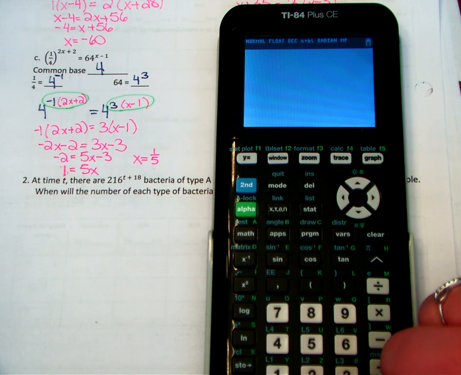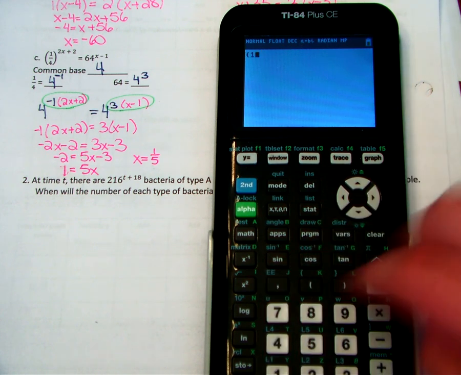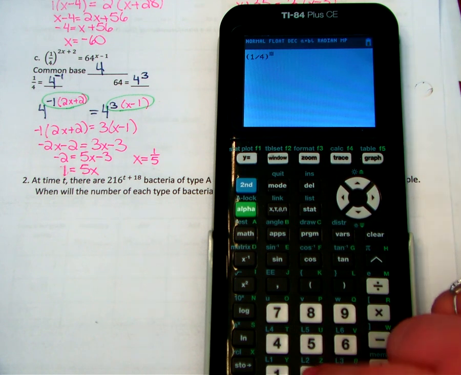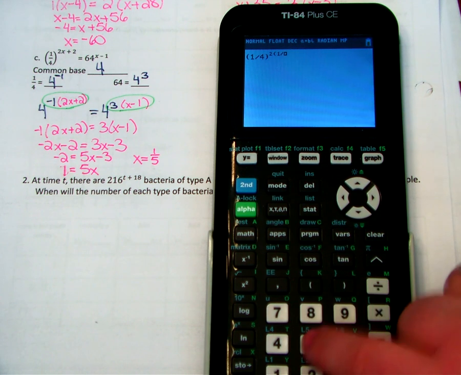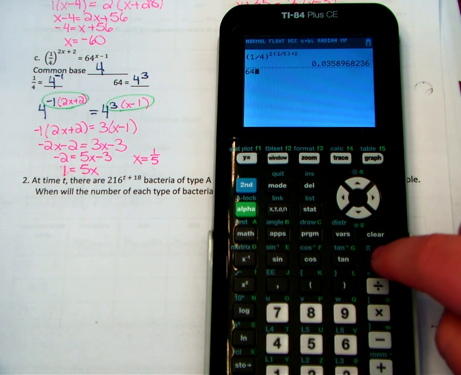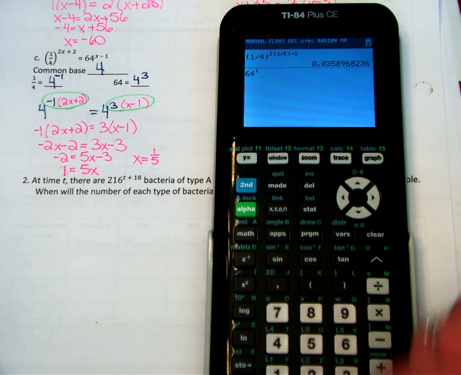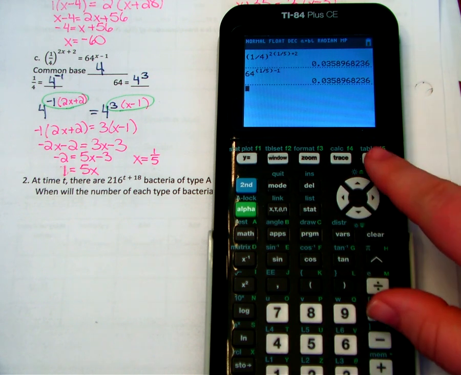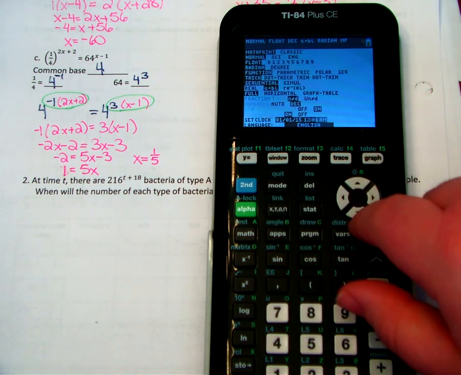So let's plug it back in and make sure that we get the right answer. We have 1/4 raised to the, now notice I put the 1/4 in parentheses before I raised it to an exponent. That's very important. 2 times 1/5 plus 2. And then 64 raised to the 1/5 minus 1.